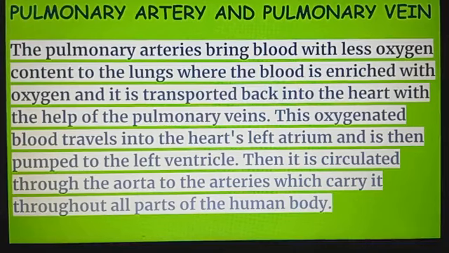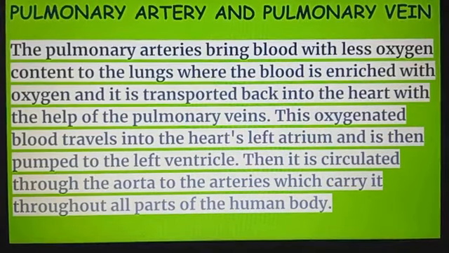So this blood is enriched with oxygen and then it is transported back into the heart with the help of pulmonary veins. This oxygenated blood travels into the heart's left atrium and then it is pumped to the left ventricle, from where it is circulated through the aorta to the arteries which carry the oxygenated blood throughout all parts of the human body.